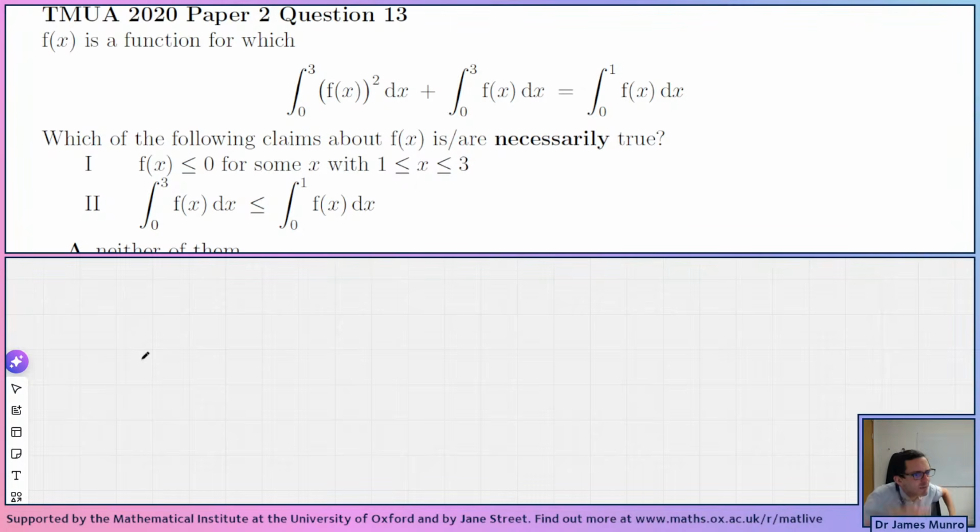What are we adding? We're adding a positive quantity, right? Because f squared is positive and it's been integrated. So when you integrate a positive thing, you get a positive thing. So the thing on the right-hand side must be larger, right? It must be larger than the integral from 0 to 3. It's a bit weird that it's larger because the integration is over a smaller range, but integration is weird like that. It involves negative numbers. Don't stress.